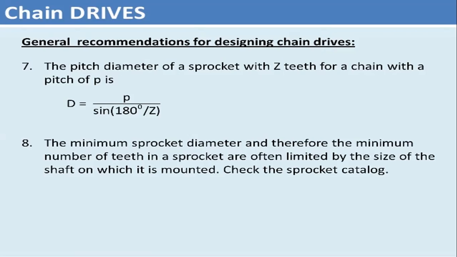Then the pitch diameter of a sprocket with Z teeth for a chain with a pitch of P, that is capital D, is taken as P by sine of 180 degrees by Z.